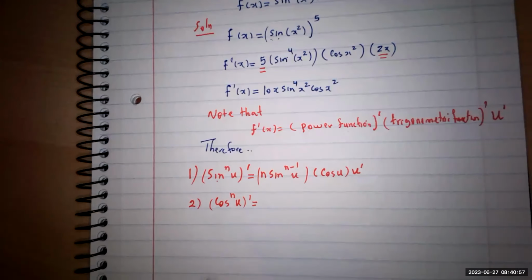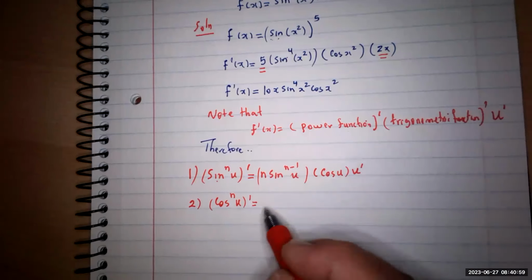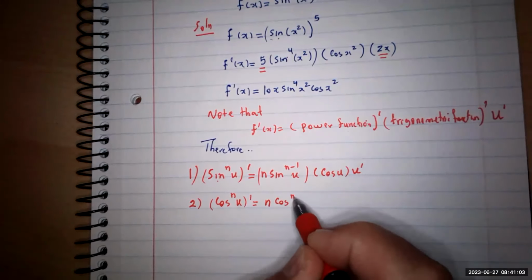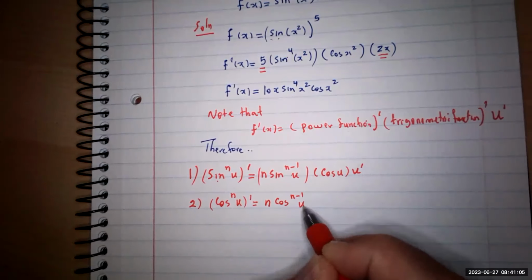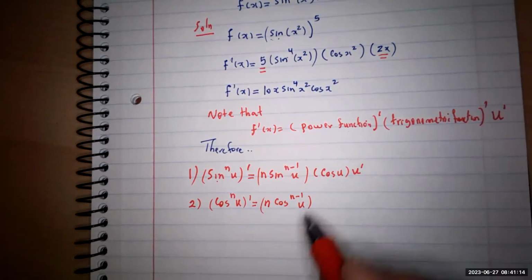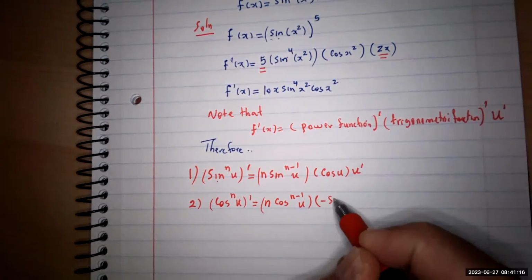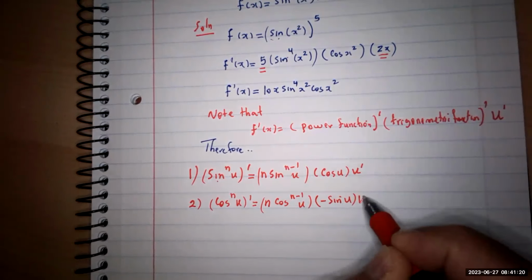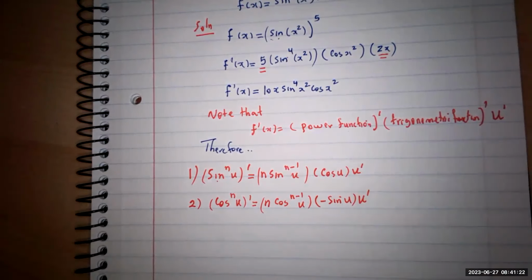Bring the power down. Power first: n cosine to the n minus 1 of u. That is going to be the power function times the derivative of the trig function. The trig function is cosine, so negative sine of u times the derivative of the u function, u prime. Okay, so that would be the power of a cosine.